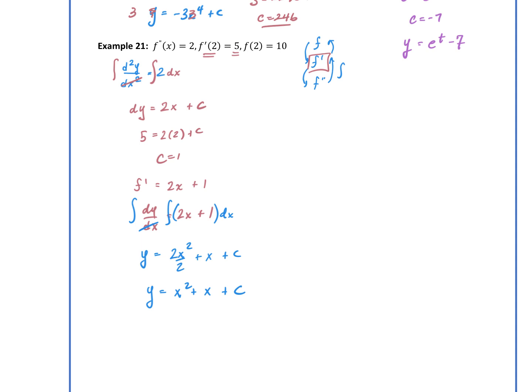And then just to finish this off, because we want our function without a c value, we know f of 2 is 10. So this is 10. This becomes 4 plus 2 plus c. c is equal to 4. I'm going to plug back into here. So we're going to get y equals x squared plus x plus 4.